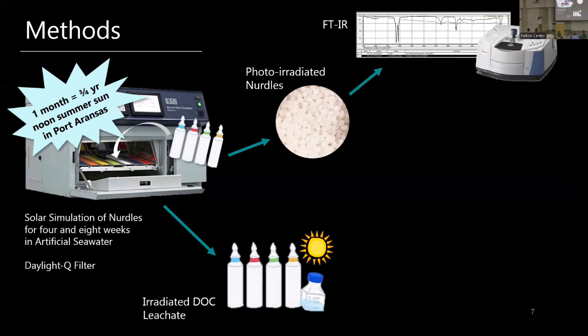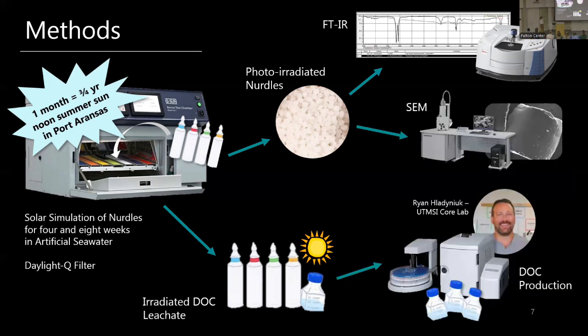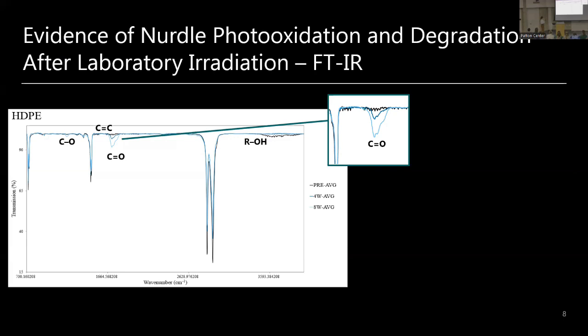Then we separated those samples into the photoirradiated nurdles and the irradiated DOC leachate. We analyzed the photoirradiated nurdle weathering and oxidation with FTIR and SEM imaging. And then thank you to Ryan in the core lab for some of that TOC analysis of the DOC that was produced from photodegradation. So this is the first result, our FTIR. I just want to point out a few things about this. So we chose 4 different bonds that tend to see a lot of changes during photoirradiation. The most significant one here is this carbonyl bond.